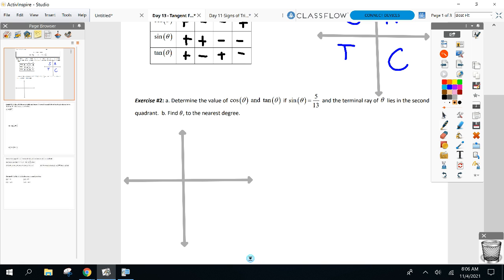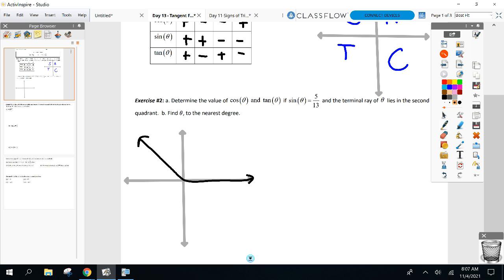I'm asking for cosine and tangent if I know sine already. Keep reading. What quadrant am I in? Second quadrant. Draw yourself an angle in the second quadrant, because it says the terminal side goes through the second quadrant. And they're giving me the value of sine, which means to me, draw a right triangle. So I can put 5 and 13 on there.